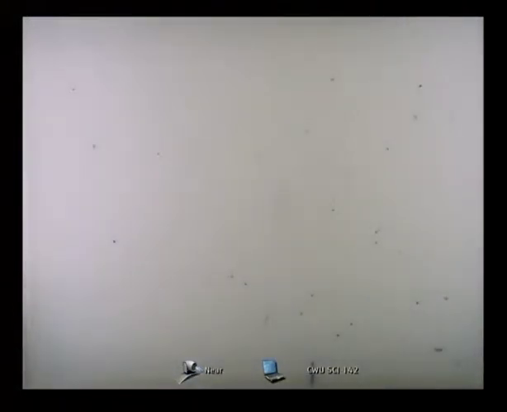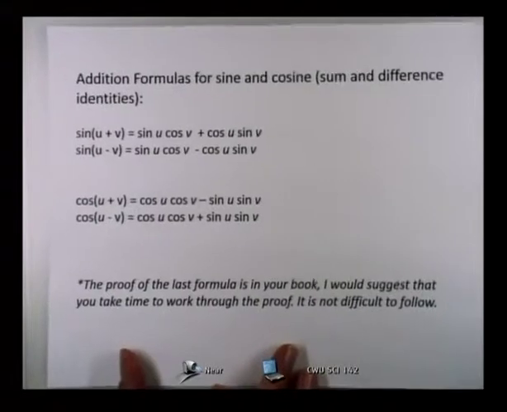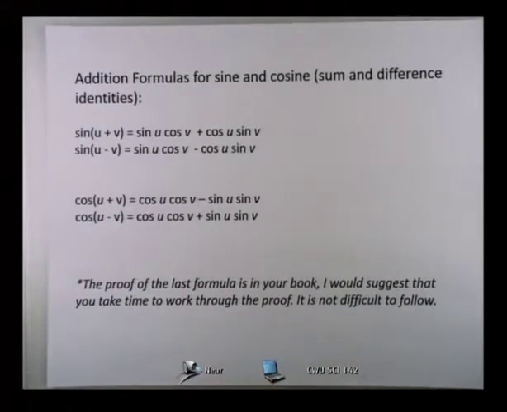So first of all, I'm just going to give you the addition formulas for sine and cosine. A lot of books will refer to these as sum and difference identities. I know our book does. The proof of this last one is in one of the textbooks. I'm sure that most textbooks will have a proof of at least one if you wanted to look at those. I think it's worth looking at, knowing where they came from and kind of how they're derived.